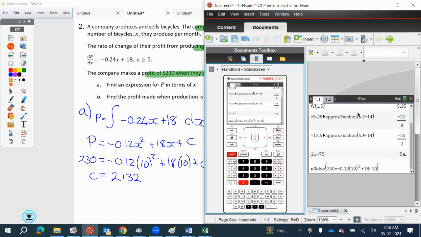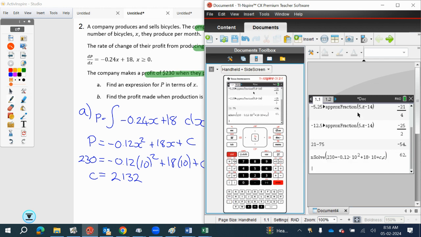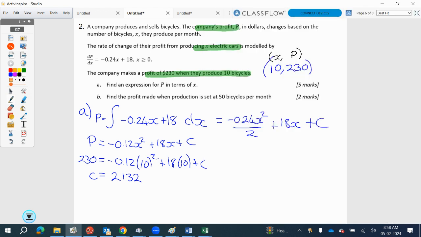That's 62. So our function P of x is minus 0.12x squared plus 18x plus 62. 5 marks. That's pretty easy for 5 marks.